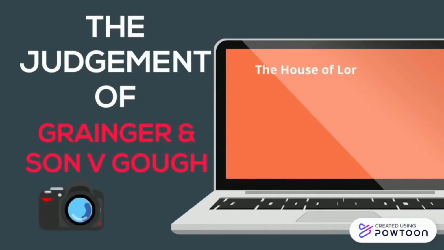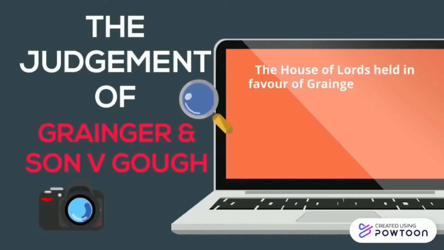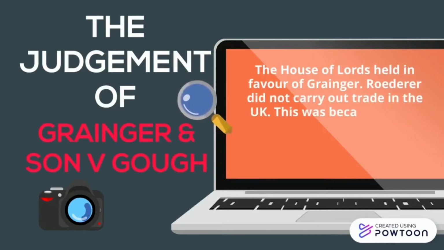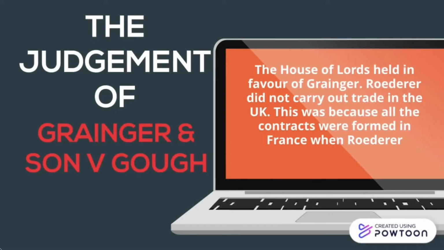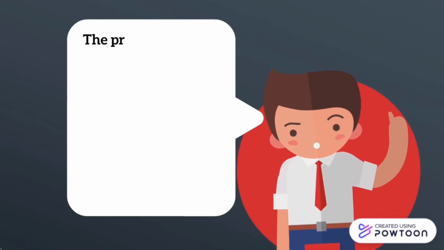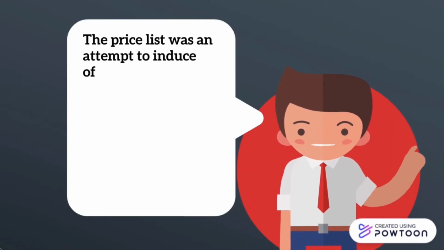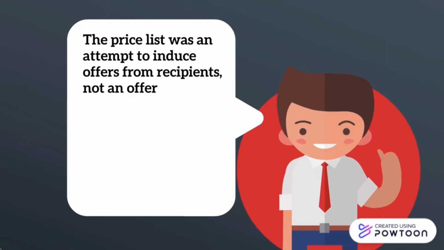The House of Lords held in favour of Grainger. Rodra did not carry on trade in the UK. This was because all the contracts were formed in France when Rodra decided to accept the order. The price list was an attempt to induce offers from recipients, not an offer itself.